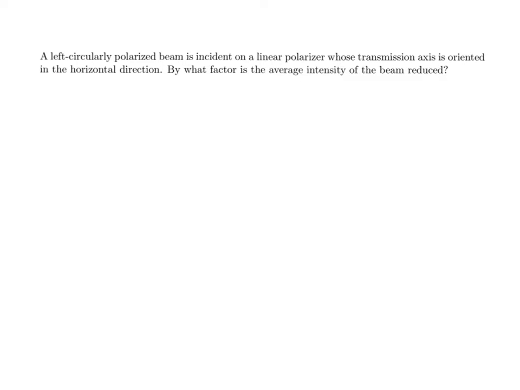In this problem, we're going to have a beam of left circularly polarized light incident on a linear polarizer. The transmission axis of the linear polarizer is going to be oriented in the horizontal direction. The question is, what happens to the average intensity of the beam? How is it changed by its interaction with a linear polarizer? And by intensity, we mean the power per unit area incident, say, on a detector.